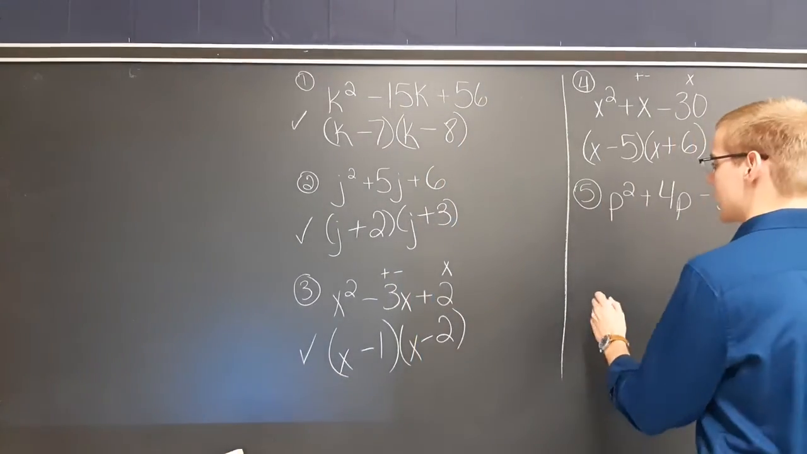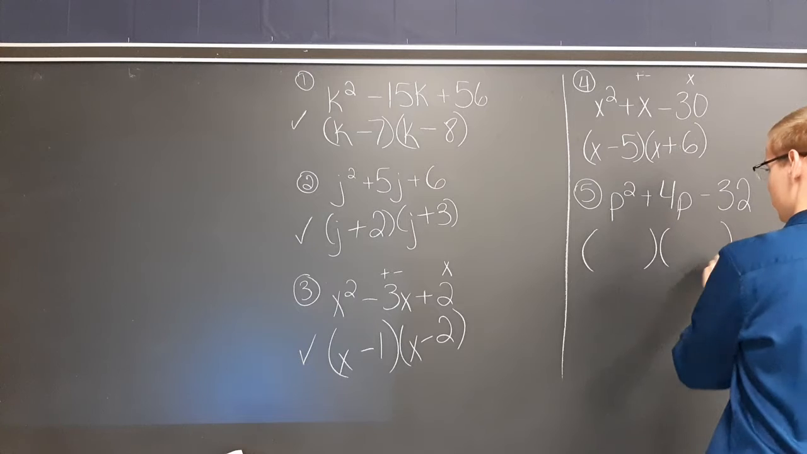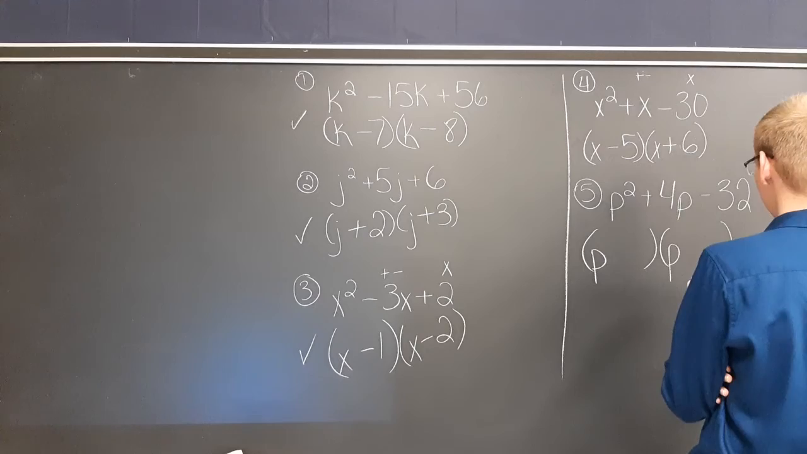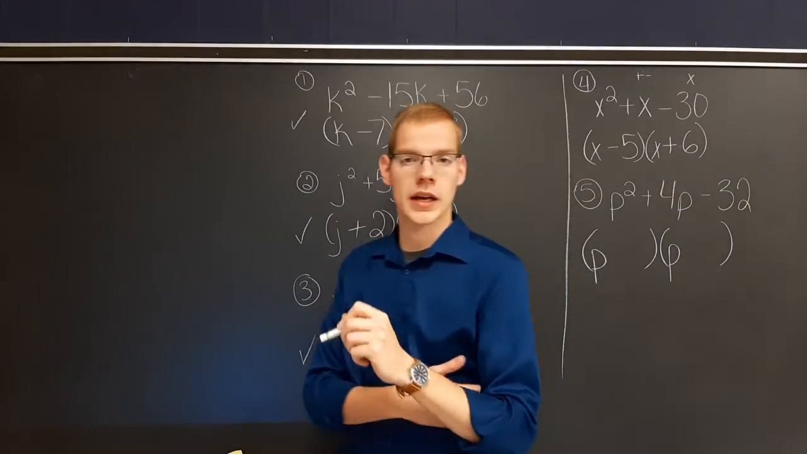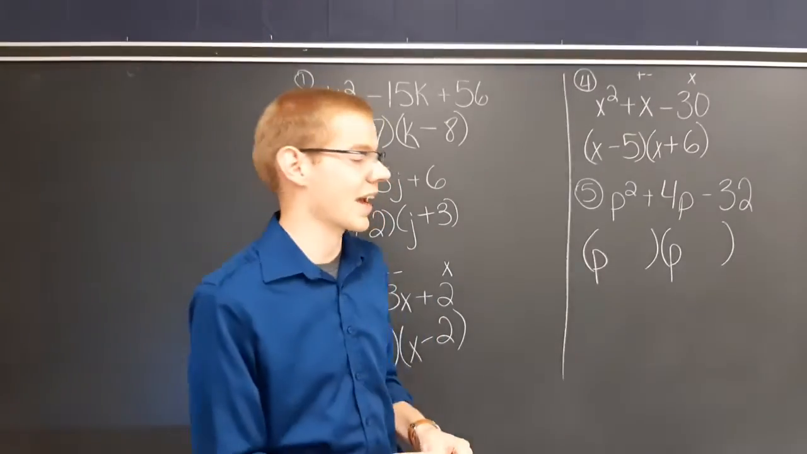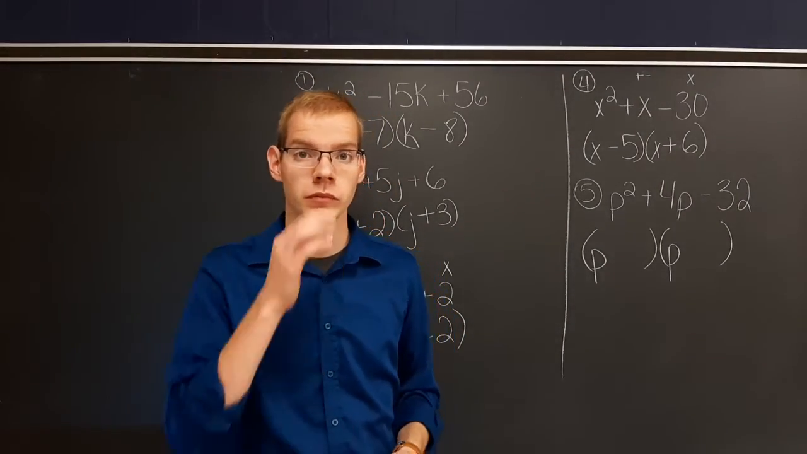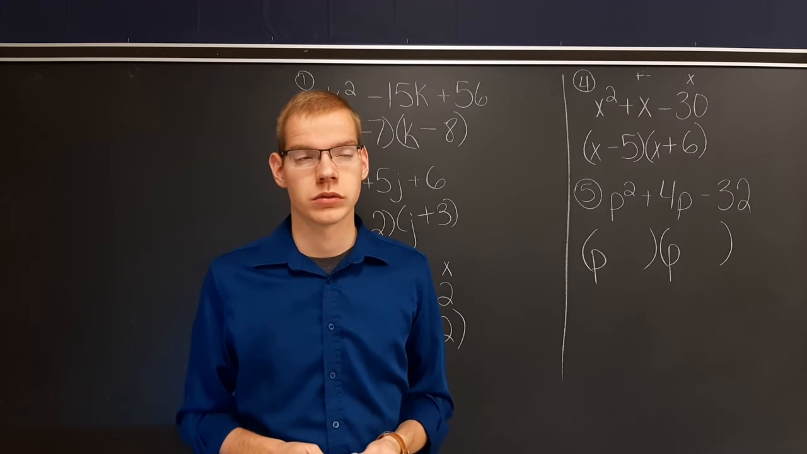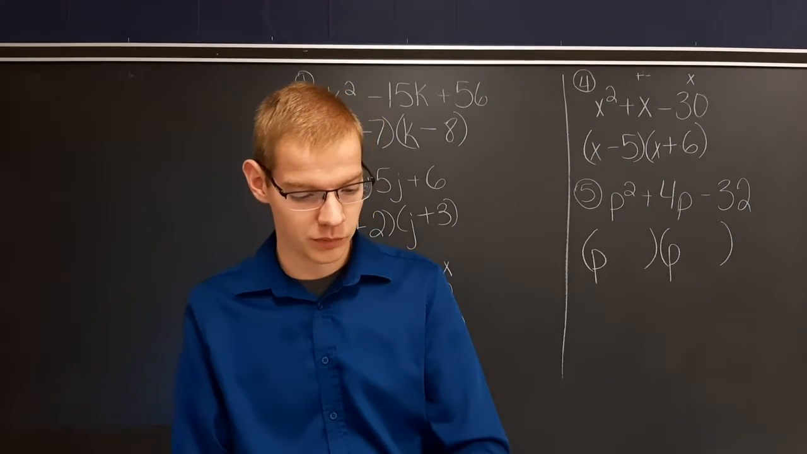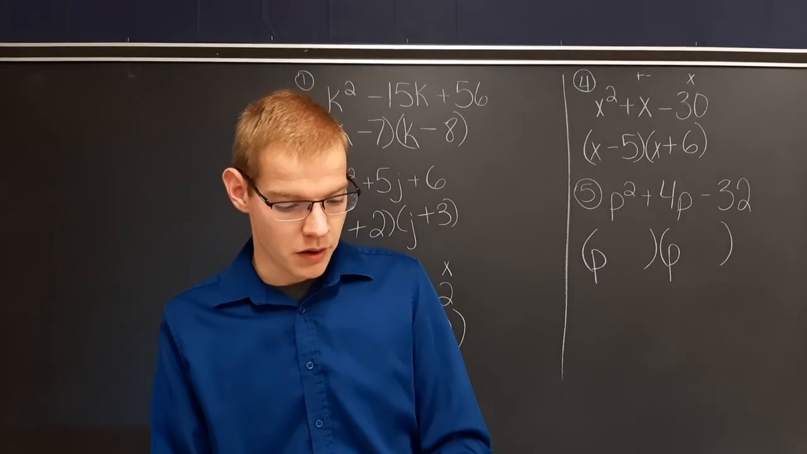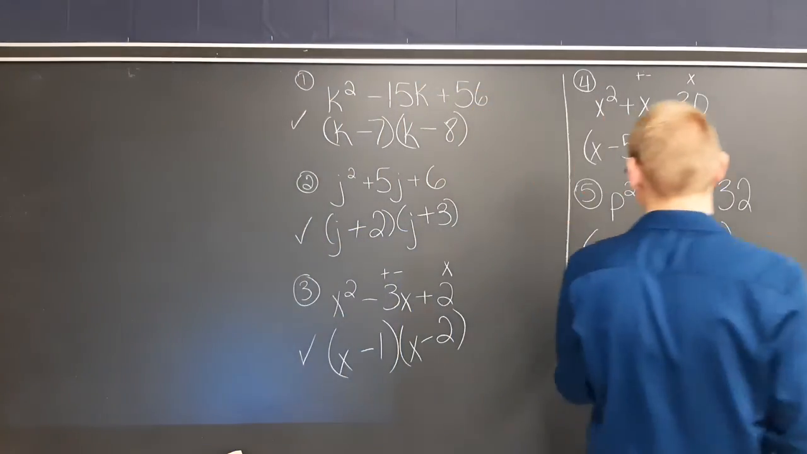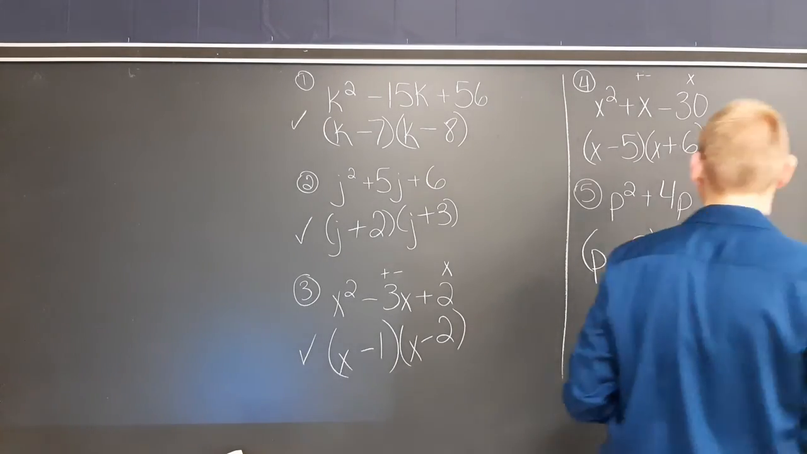Let's do the last one together. What multiplies to get 32? What two numbers can we multiply to get 32 and add or subtract to get 4? I brainstormed on this one a while. This one took me the longest. 8 and 4. Let's try it. 8 and 4.